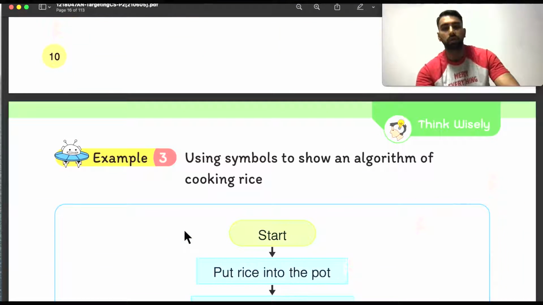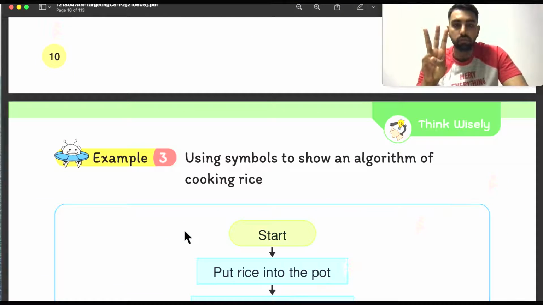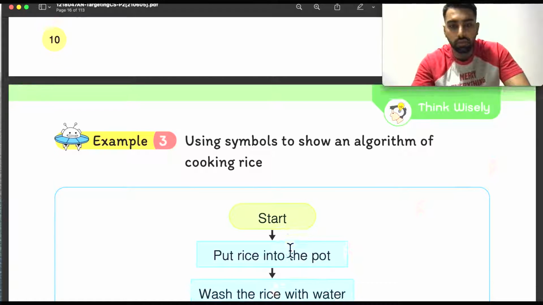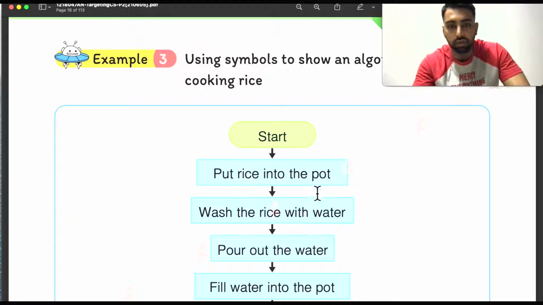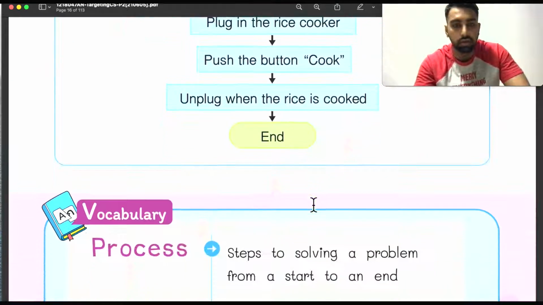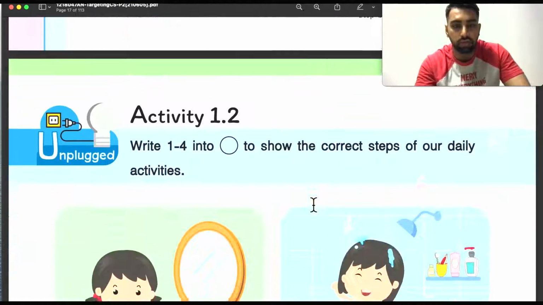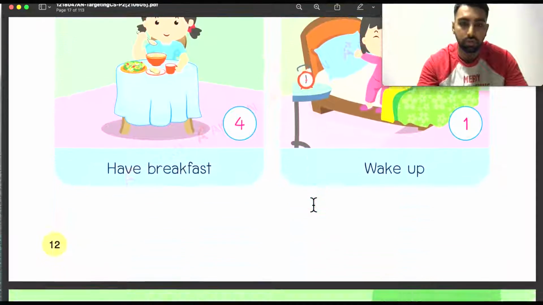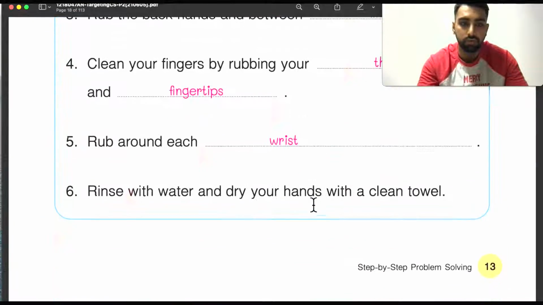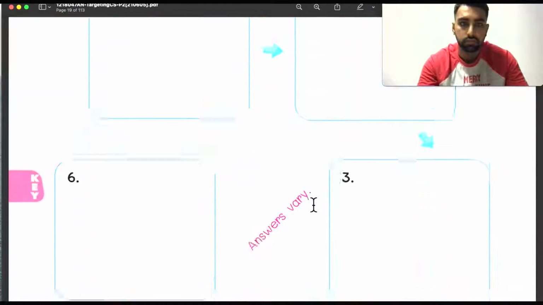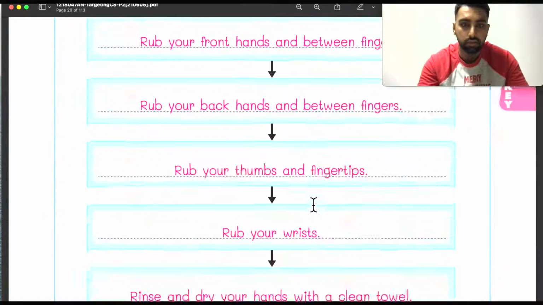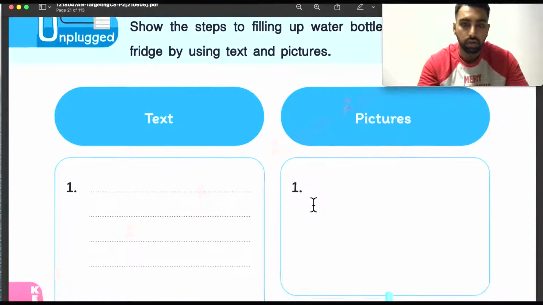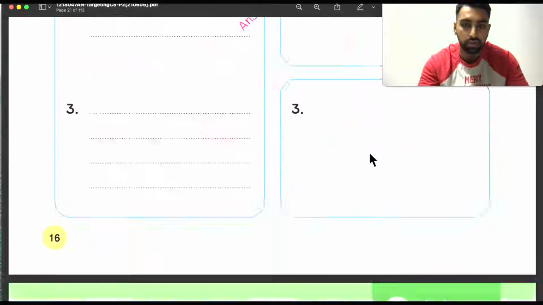So when you solve the problem, in the number 3 situation we use the symbols. This is the way of solving a problem with an algorithm. We had to do the same thing: start, put the rice into the pot, and then things get done like this. This was the process. And then you had an activity, how to take a shower and get dressed in the early morning. I hope you have done this activity. And this was activity 2 as well. This was the text data, and this is the picture, and this was your activity.